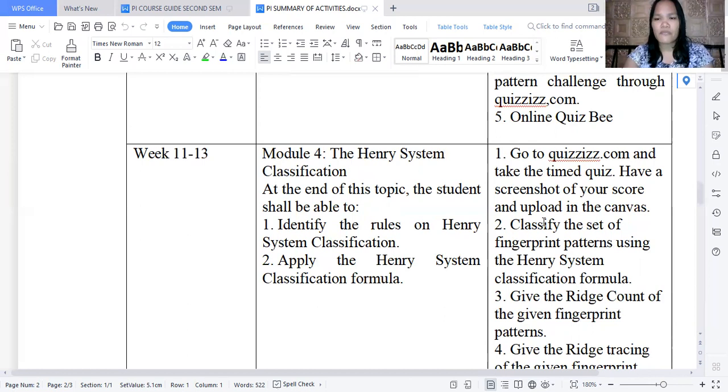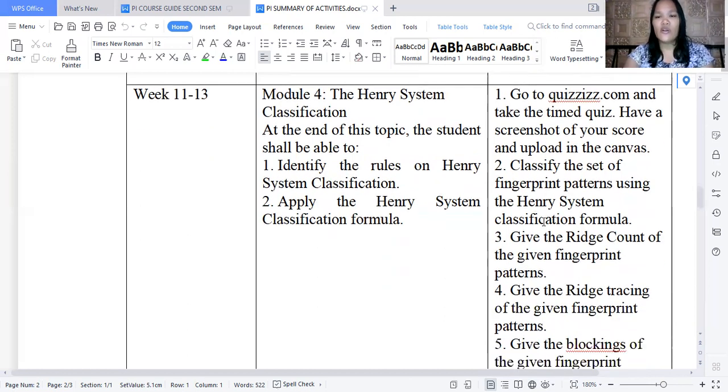And number 3, you will also give the ridge count of a fingerprint pattern. There are rules again to consider for you to count the ridges on your finger. If you happen to hear this for the first time, I know that you would probably say it's difficult, but I will teach you the rules so that you will not have that difficulty, and I know for sure you will enjoy. You will be expecting some difficulties, but let us just enjoy the learning process in this subject.